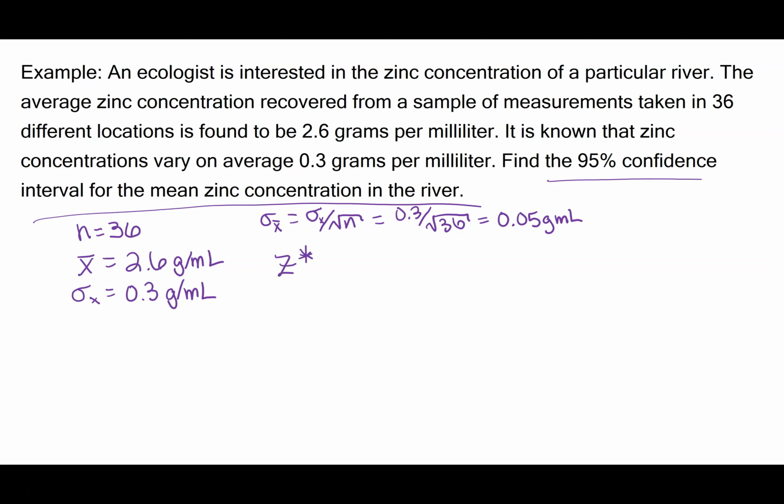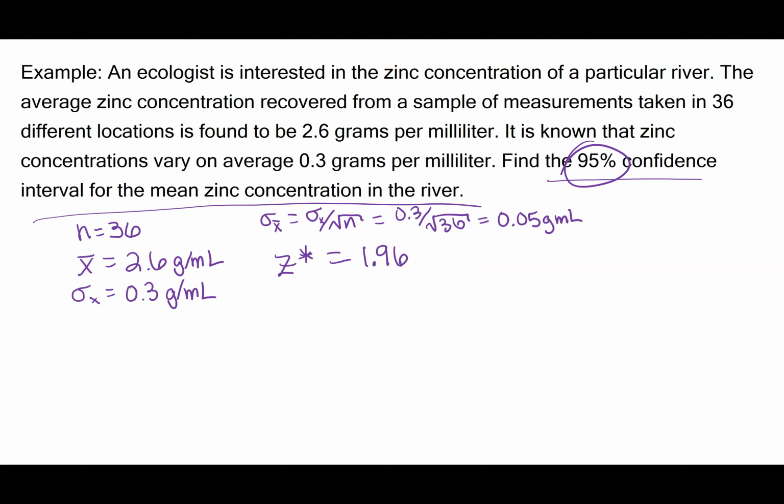And then Z star. So this is going to depend on, it's a 95% confidence interval. I know sigma, so Z star is appropriate to use, and it's going to be 1.96. And that just comes from that table that we had a slide or two ago.